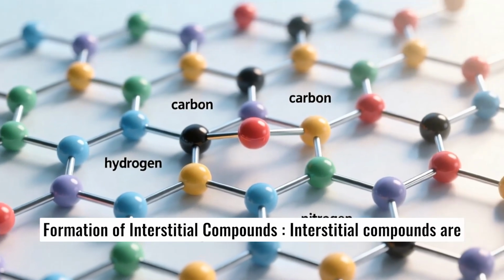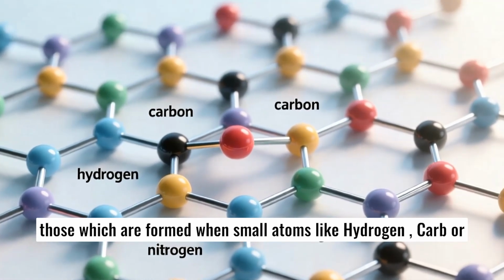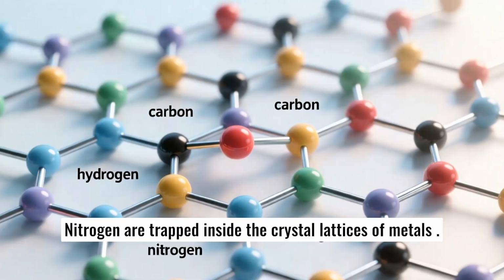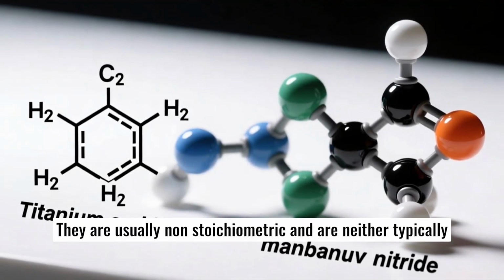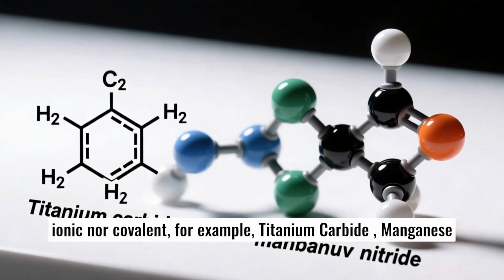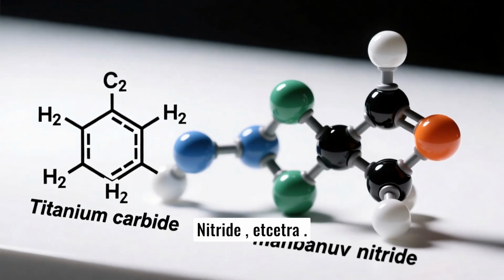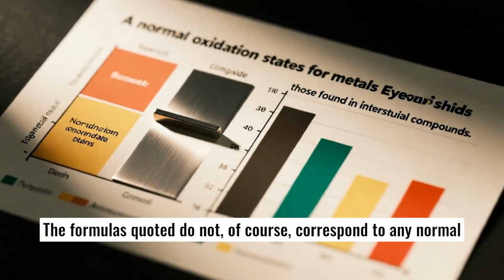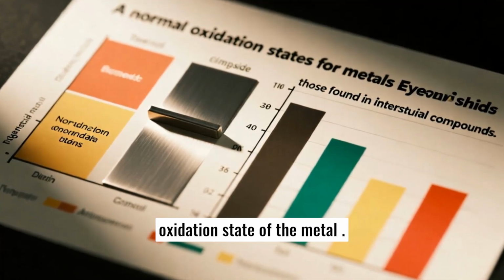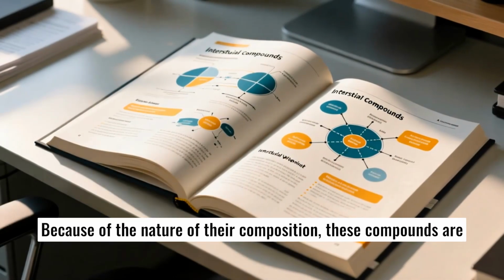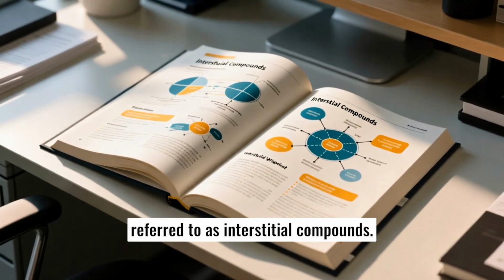Formation of interstitial compounds. Interstitial compounds are those which are formed when small atoms like hydrogen, carbon, or nitrogen are trapped inside the crystal lattices of metals. They are usually non-stoichiometric and are neither typically ionic nor covalent. For example, titanium carbide, manganese nitride, etc. The formulas quoted do not, of course, correspond to any normal oxidation state of the metal. Because of the nature of their composition, these compounds are referred to as interstitial compounds.